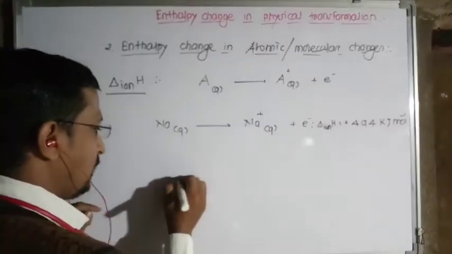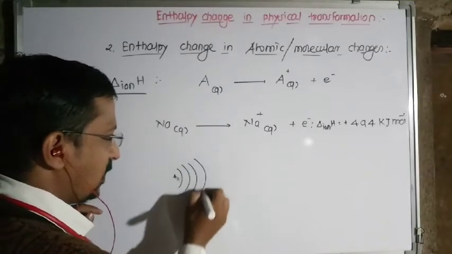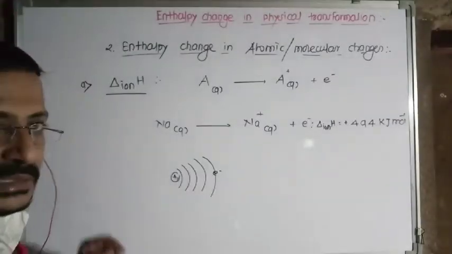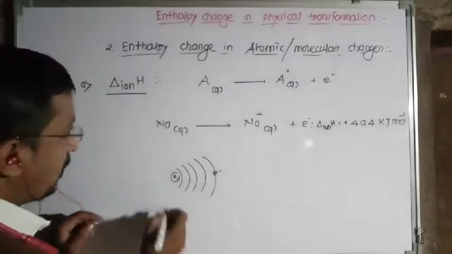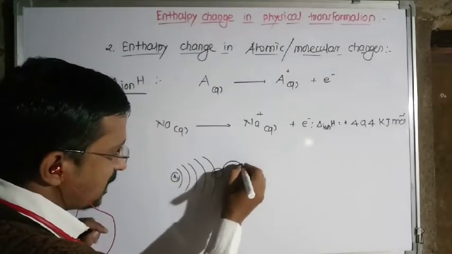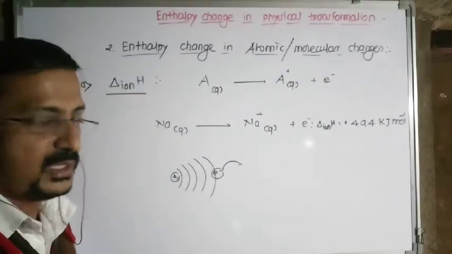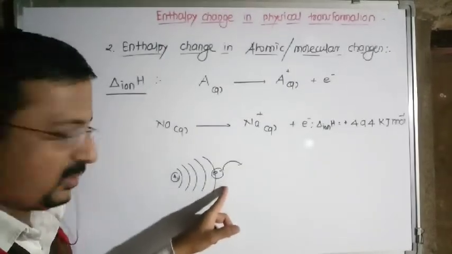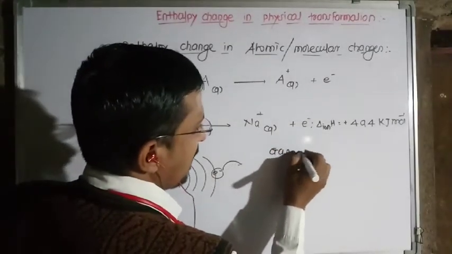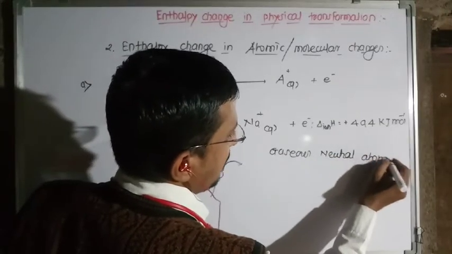Now here, if you consider positive charge is centered at the nucleus, and surrounding that there are different shells, and suppose one electron is present in the valence shell. Enthalpy of ionization means we have to remove that electron present in the outermost shell. And one term is very important: gaseous neutral atom.